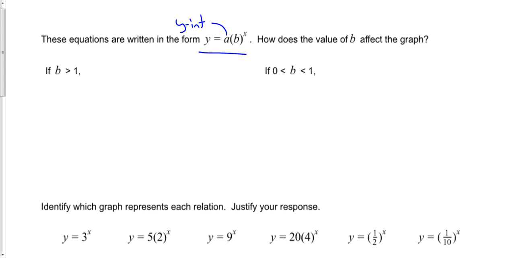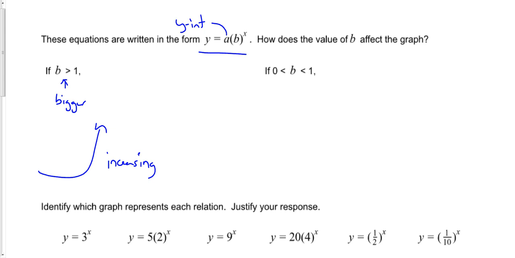If we look at numbers where the b value is greater than 1, meaning bigger than 1, then what ends up happening is the graph goes up. It's increasing in value.